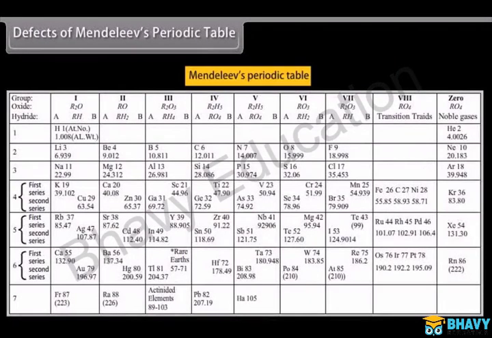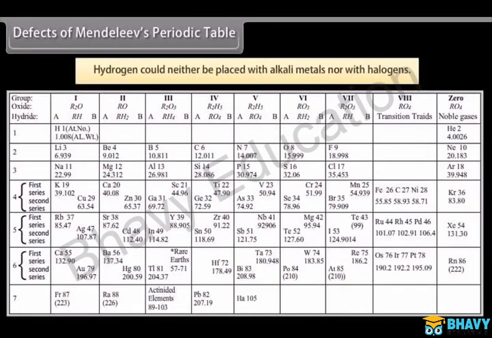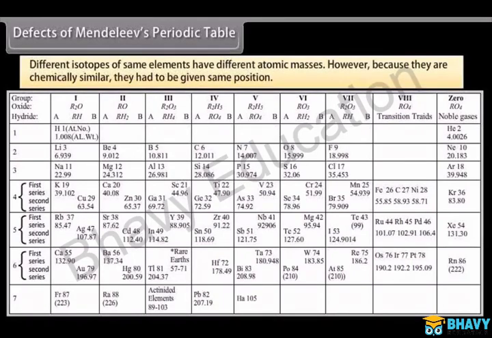Defects of Mendeleev's periodic table. Mendeleev's periodic table had certain defects. They are listed below. Hydrogen could neither be placed with alkali metals nor with halogens, as hydrogen resembles alkali metals as well as halogens. Different isotopes of the same elements have different atomic masses.